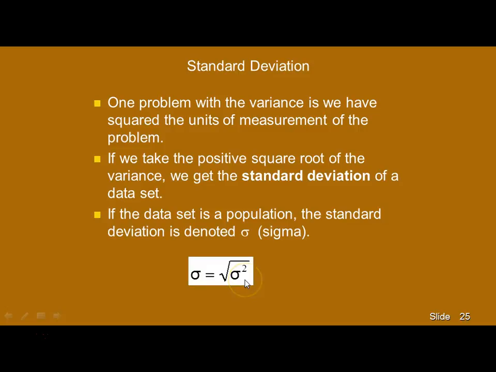So if sigma squared is the variance and you take the positive square root of it, you will get sigma, and sigma is called the standard deviation of the population.